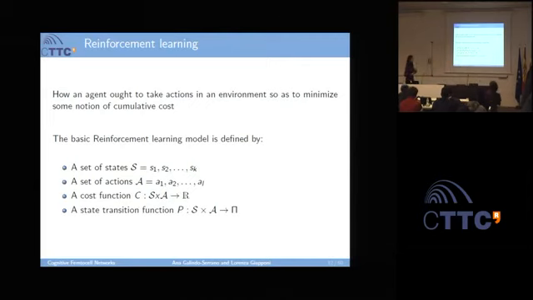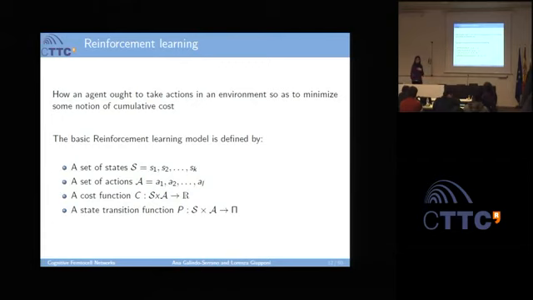Reinforcement learning for single agents is modeled based on Markov decision processes. They are formed by a set of states describing the environment, a set of actions describing the actions you can take in each state, a cost function which will map the states and actions into a real value giving you how good or how bad the action you took was. And finally, a state transition function P, which is the probability to transit from one state to another after the execution of one action. So this is for single agents.